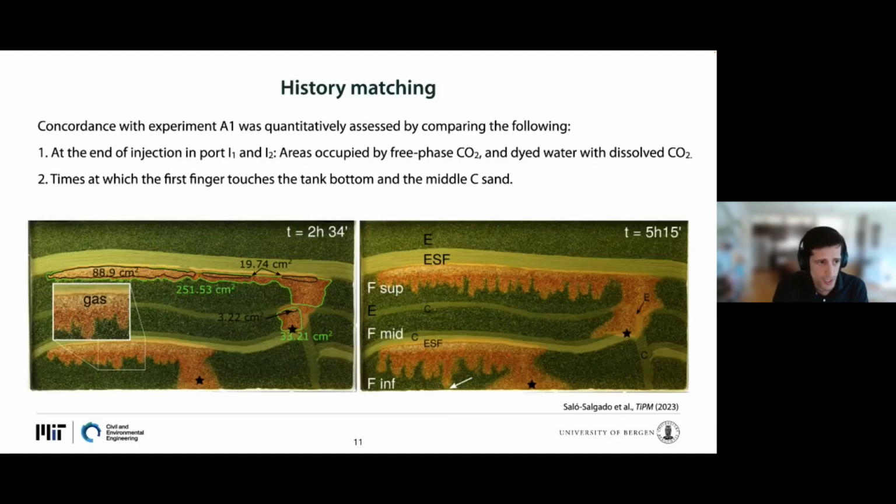Now, for the history matching, I just wanted to mention the overall process that we followed here. So we compared areas in different locations of our experimental rig and simulation model at different times. So those are direct observations from the experiments, which were compared with the simulation results. And then also we tracked the time of sinking of convecting fingers, which was also matched to the numerical models.